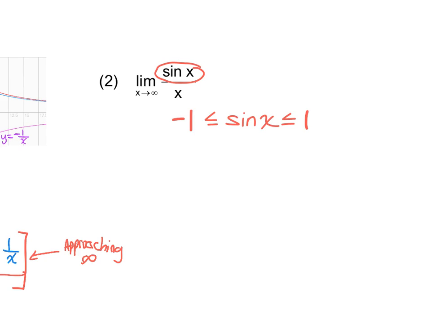Now, I can't just find the limit of this because it's not going to get the job done. If only that middle expression says sine of x over x. So what do you think I can do to this inequality to make that say the sine of x over x? Divide everything by x.